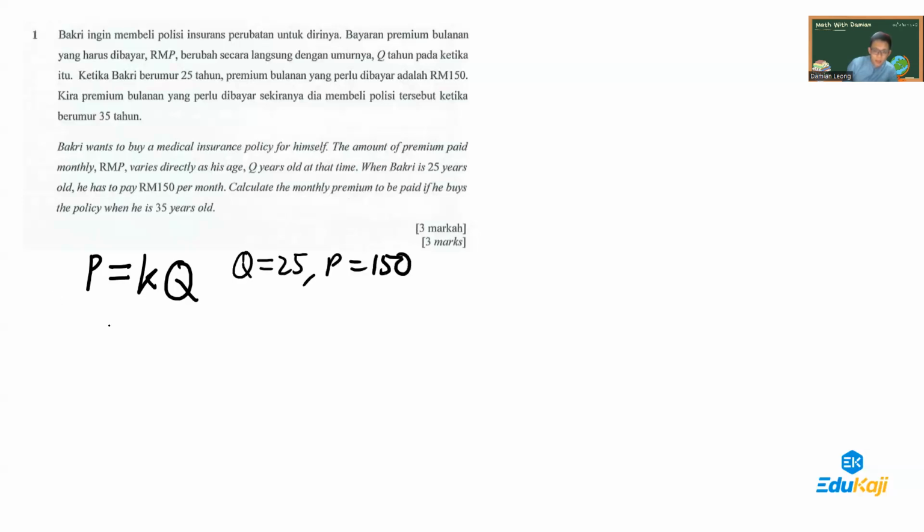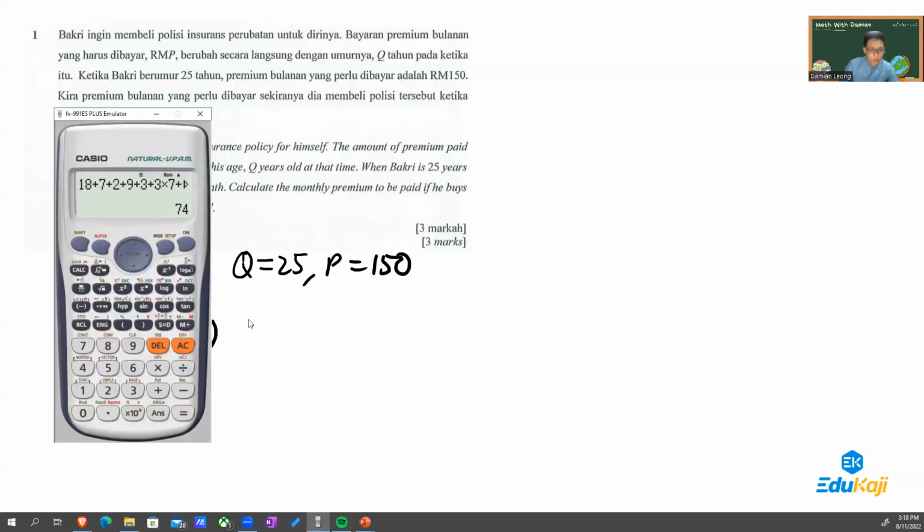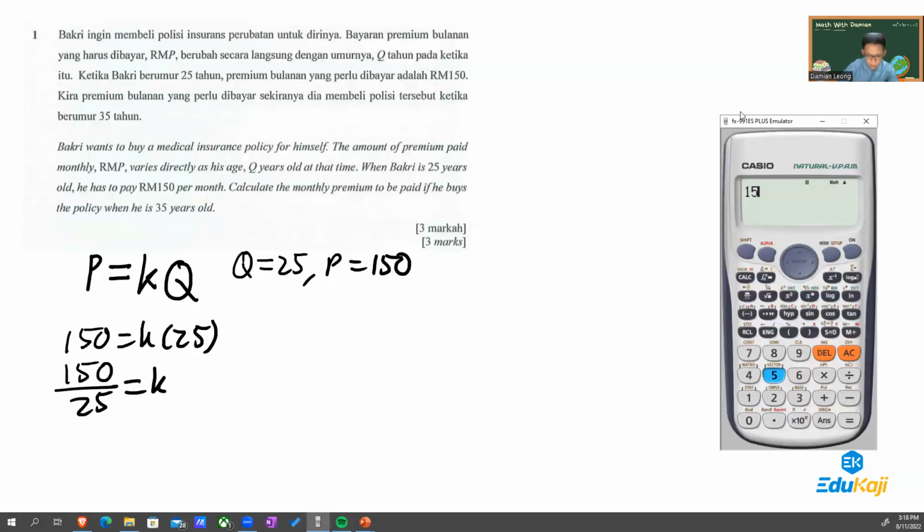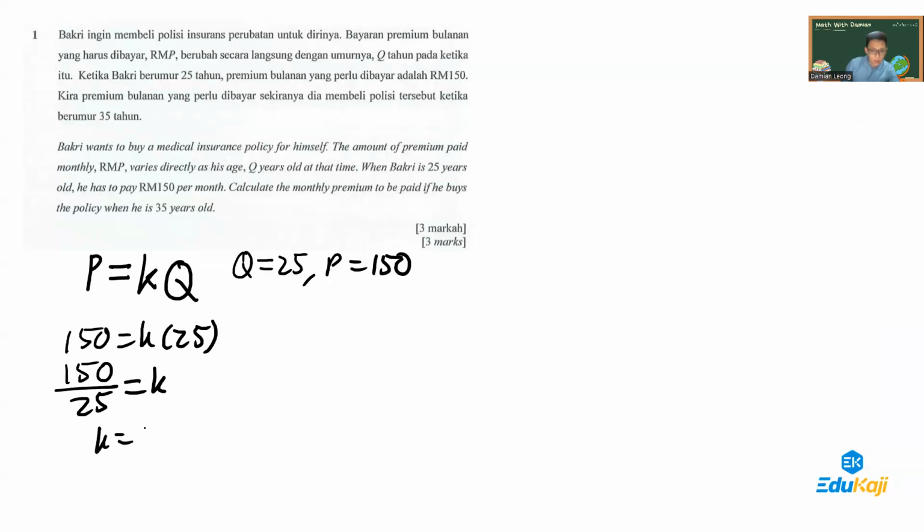So I can sub in 150 equals K times 25. Then I can find the K value. 150 over 25 equals K. 150 divided by 25, I get 6. So K is 6, which means P is 6Q.